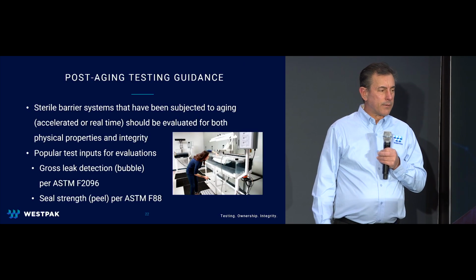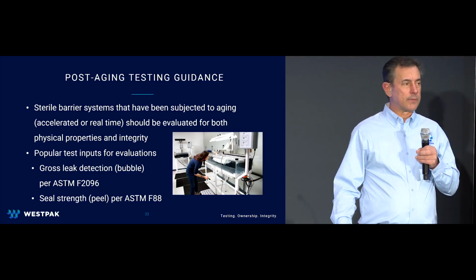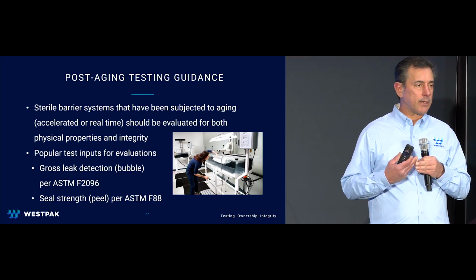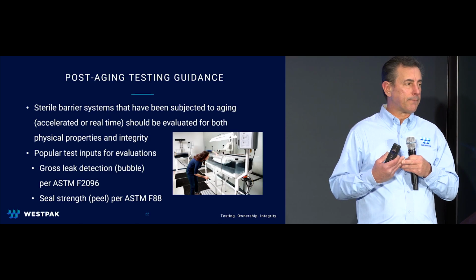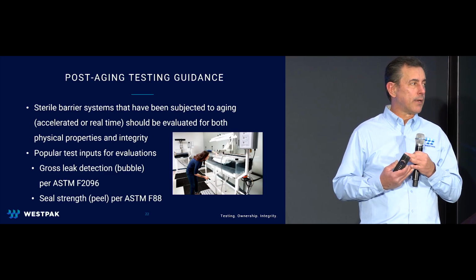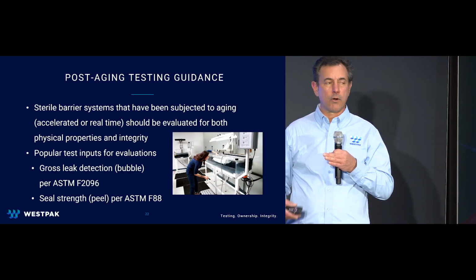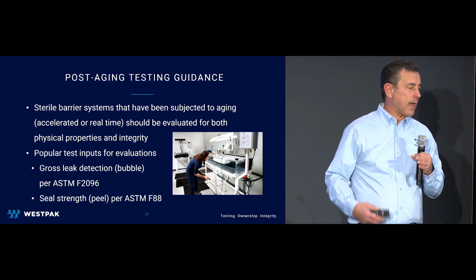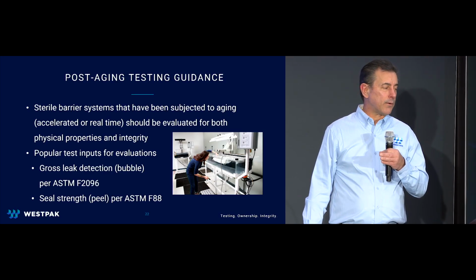And of course, after the aging, we would do the normal sterile barrier tests, sterile integrity tests. Sterile integrity would be your bubble gross leak or dye penetration. And then your strength tests, and that's your peel test or a burst test. Those would follow after the aging, and then, of course, the real-time data would have to follow after that.